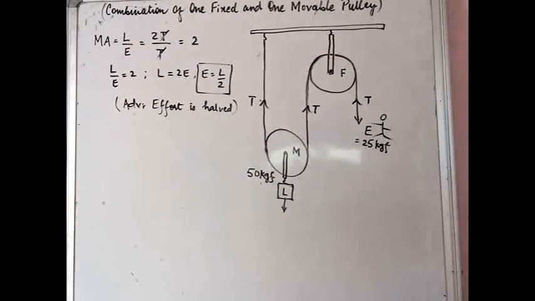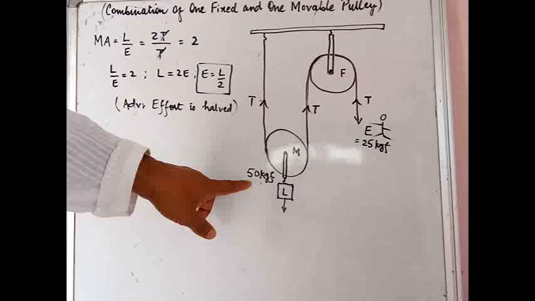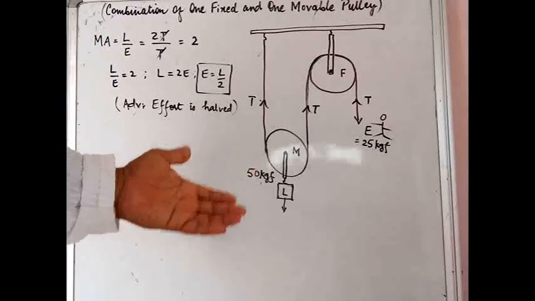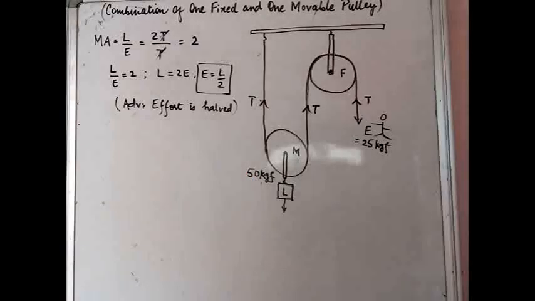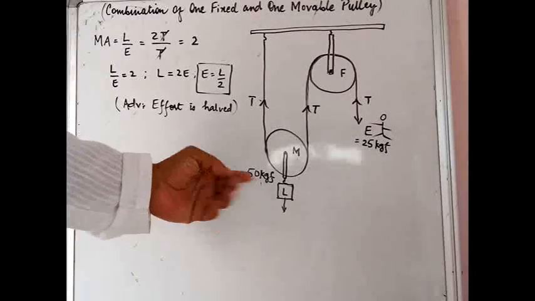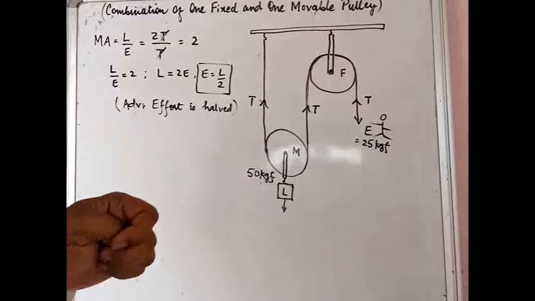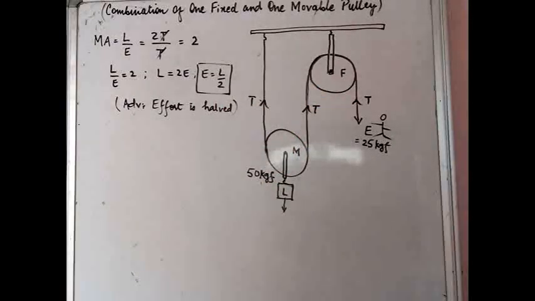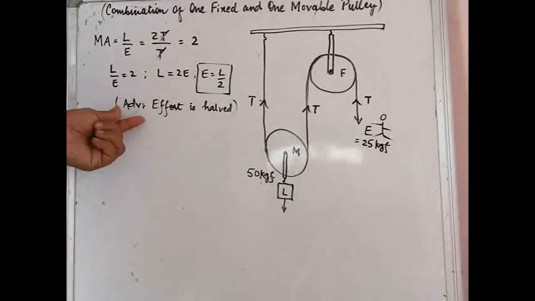That makes your work easy. Similarly, had this been, let us talk about the SI units now, had the load been 50 newtons, how much would be the effort applied? It would be 25 newtons. So that is a clear advantage. Now, where is this advantage coming from?